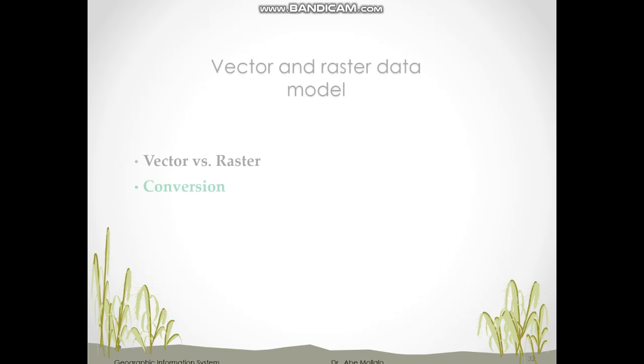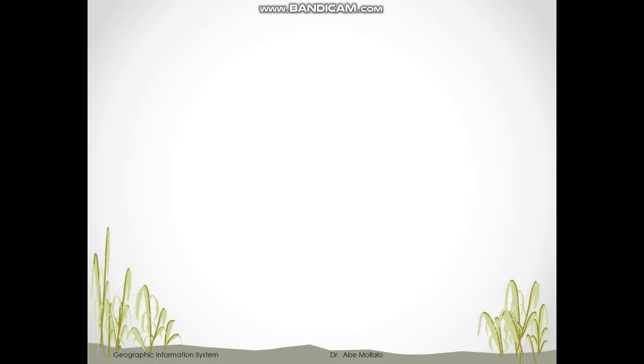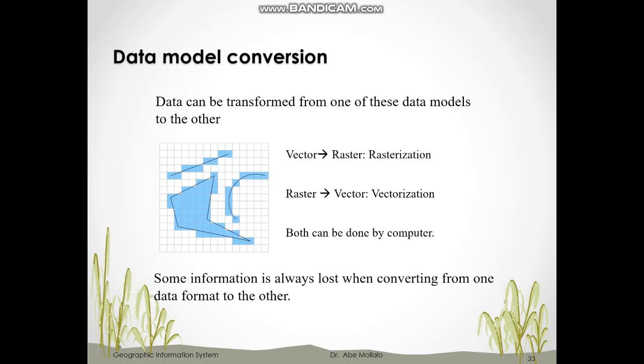And fortunately, these two types of data models can be converted to each other. So data can be transferred from the vector data model to the raster data model, which we call rasterization. And from raster to vector data model is called vectorization. Both can be done by computers, so you don't have to worry about calculation. Also note that some information is always lost when you convert from one data model to another.